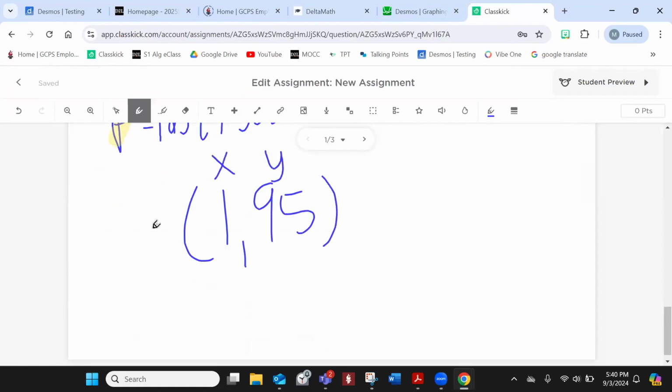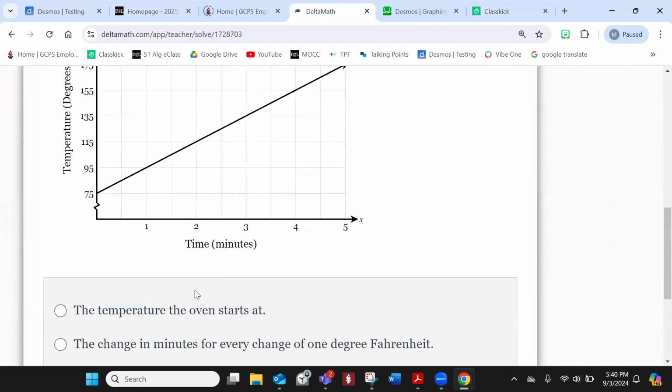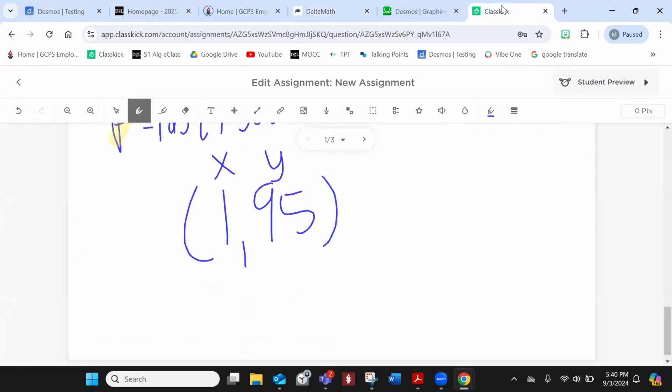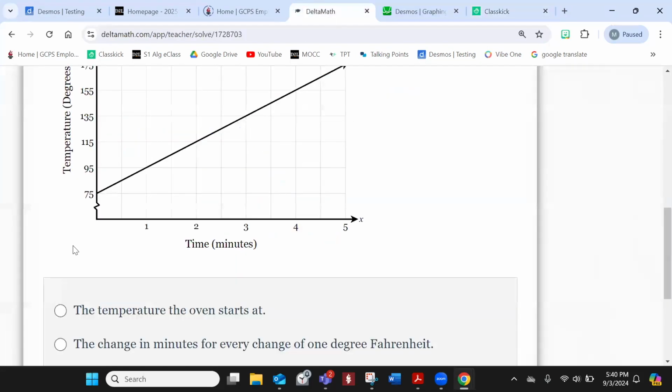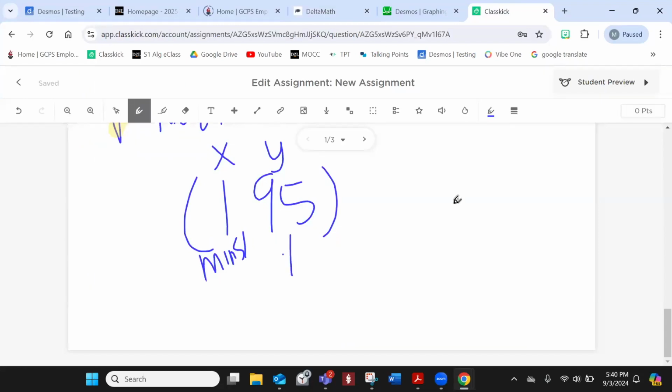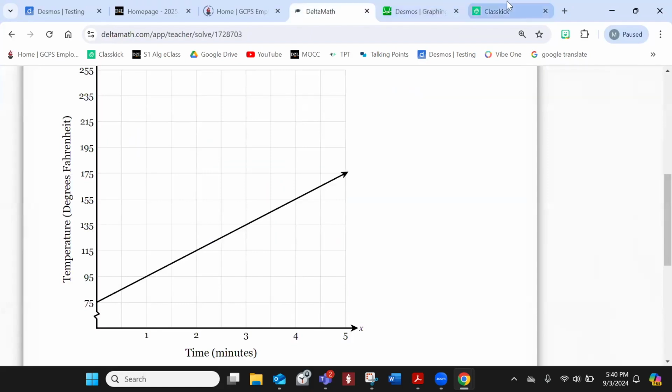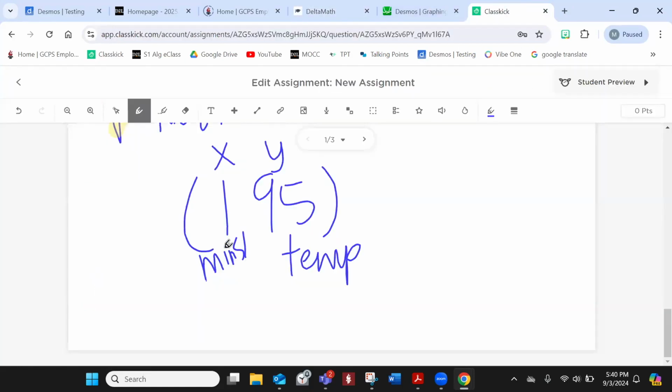This is X and this is Y. In order to know what it represents in terms of the context, y'all, you need to go and look at the graph. Okay, what is your X labeled as? X is time in minutes. So this is my minute. And then what is the Y labeled as? It's labeled as temperature. Okay, so this is the temperature. I think it said in degrees. Yes, degrees Fahrenheit. So if I know that this is minutes, and this is 95, that means the oven is at 95 degrees Fahrenheit in 1 minute.